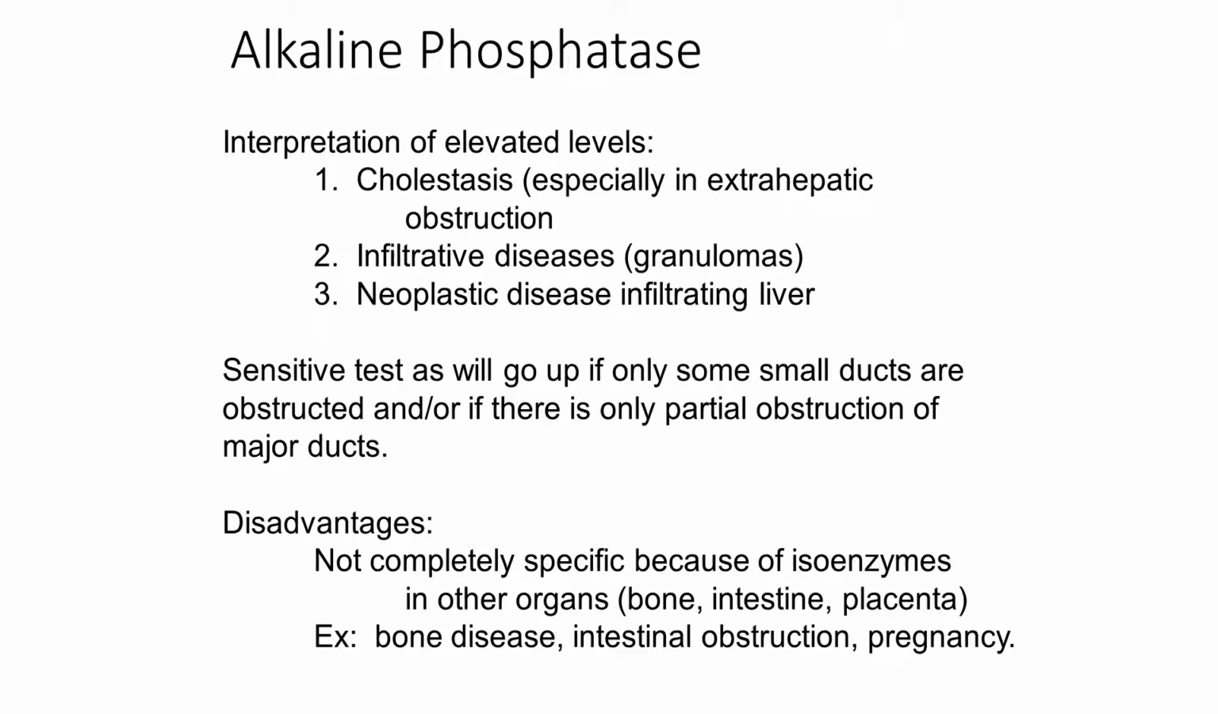However, the disadvantage of your alkaline phos is that it's not completely specific to your liver, because other isoenzymes of your alkaline phosphatase are also present in other organs, as I mentioned earlier, including your bone, intestine, and your placenta. Therefore, it can also be implicated in bone disease, intestinal obstruction, and even pregnancy.